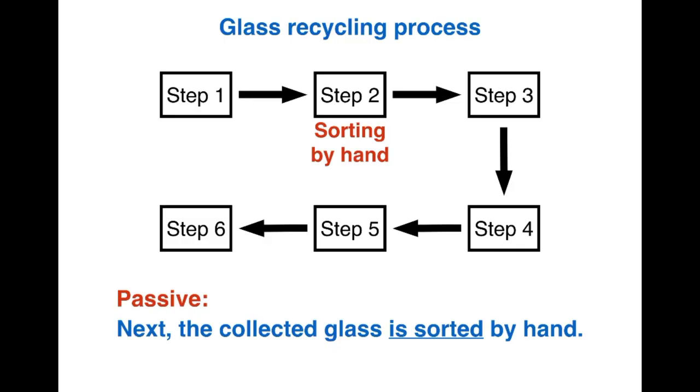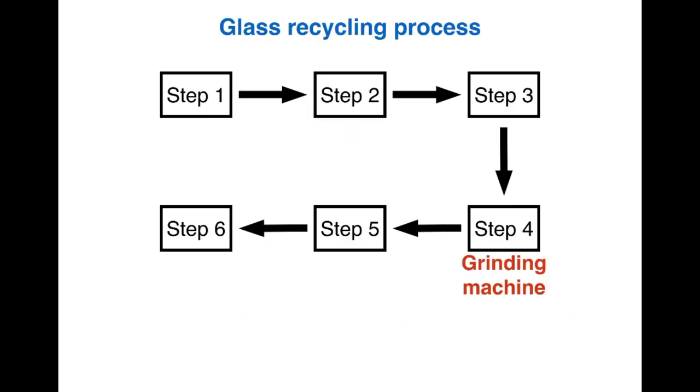We don't need to talk about the people. We can say the glass as the subject. The glass is sorted. Another example, grinding machine.